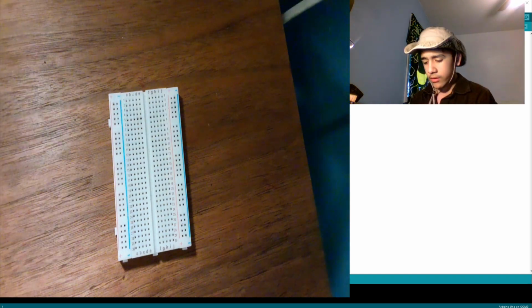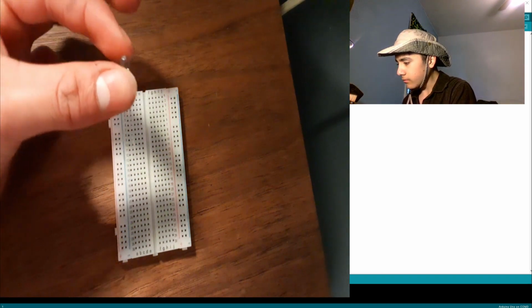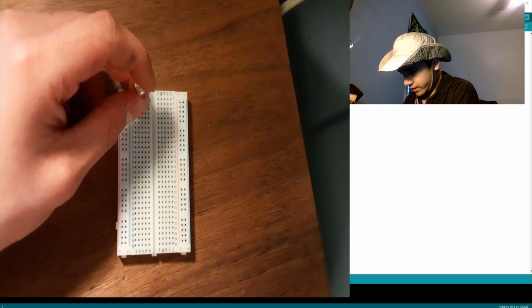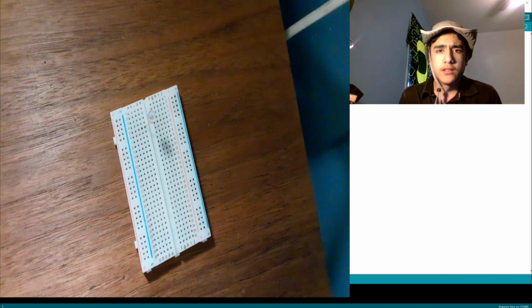So here's my LED. The longest leg is the positive and the shortest is the negative. So on the section number 5, I'm going to put it there. I like to put my stuff on the fifth rows because it just makes it easier and more organized for my circuit. And I'm going to put my resistor on the terminal here, the negative on the positive terminal.